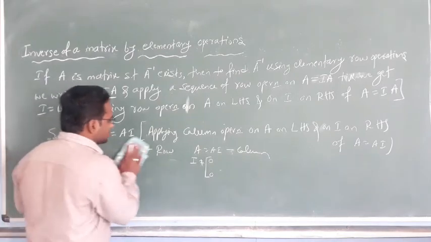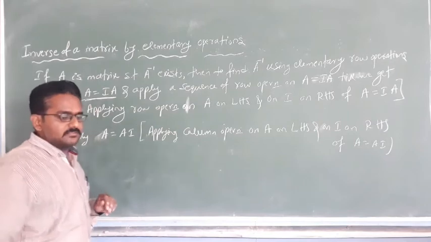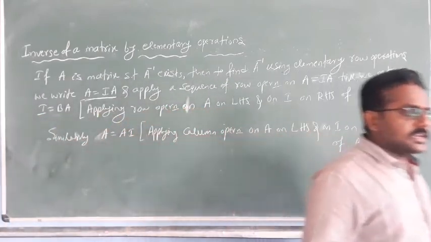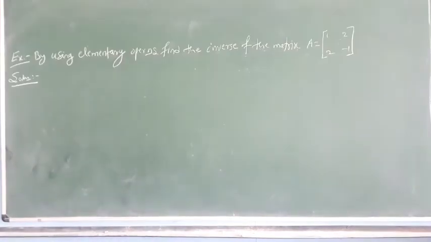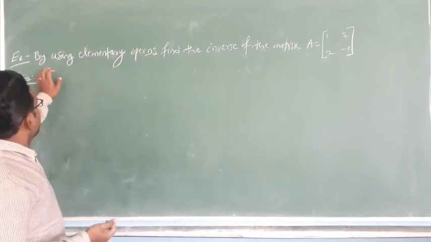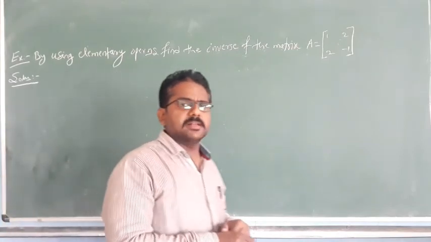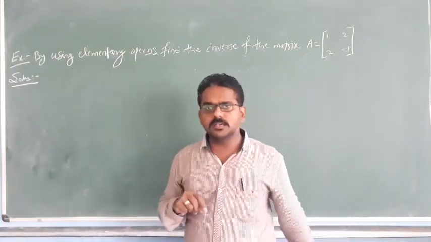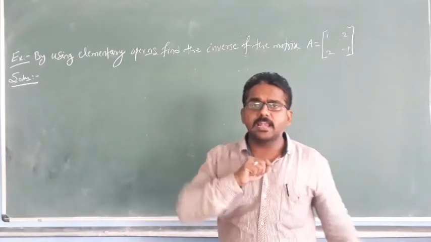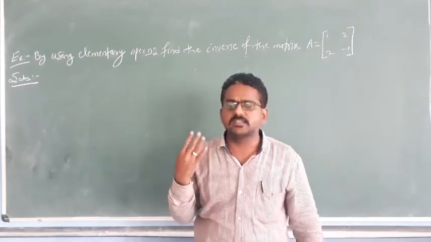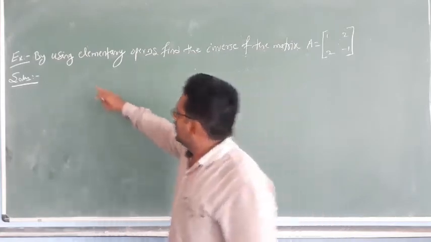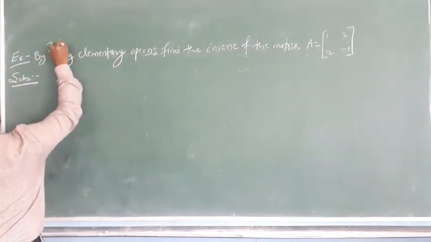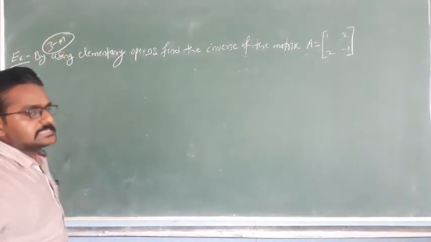Okay. Let us see some examples of how to find the inverse of the matrix by elementary operations. We see the problem, students. For the 3 marks question, one compulsory question will be there on finding the inverse of the matrix by elementary operations. Either you may conduct a row operation or you may conduct a column operation. No problem. So it is for the 3 marks. A compulsory question will be there depending on this concept.